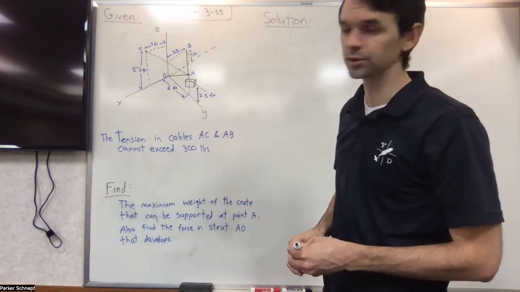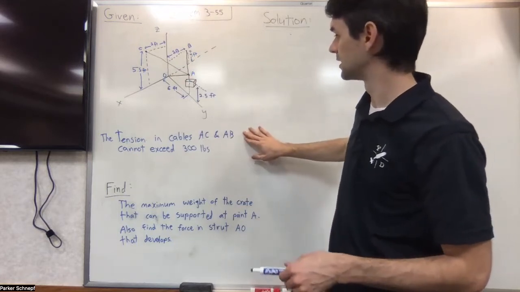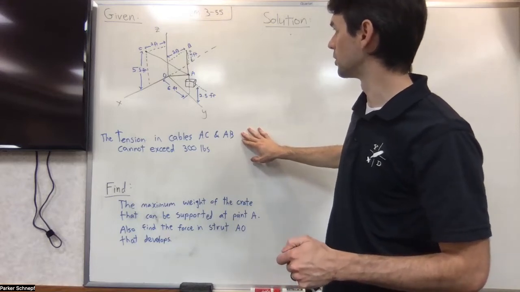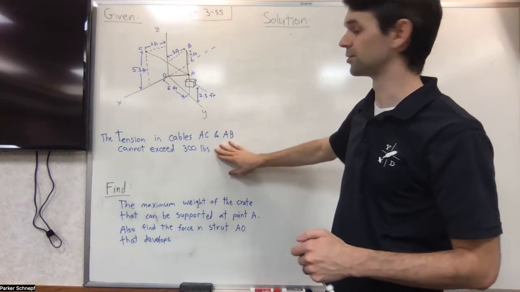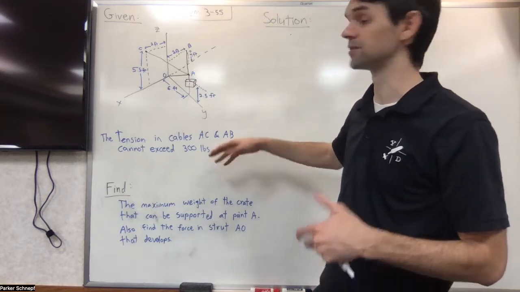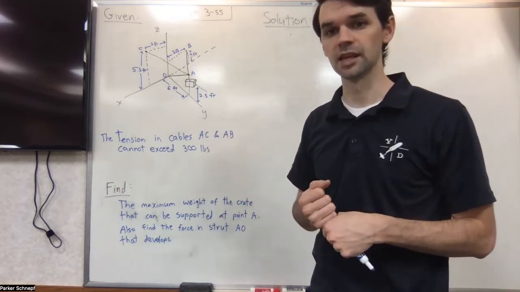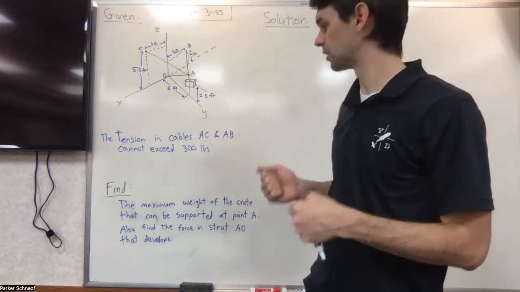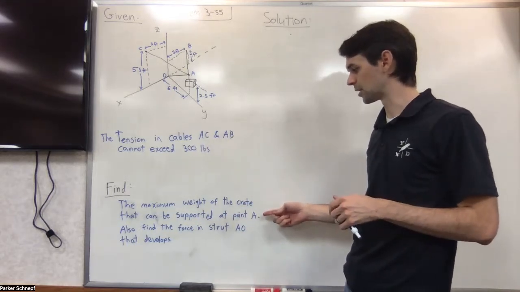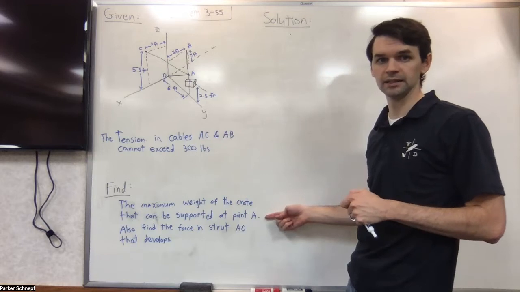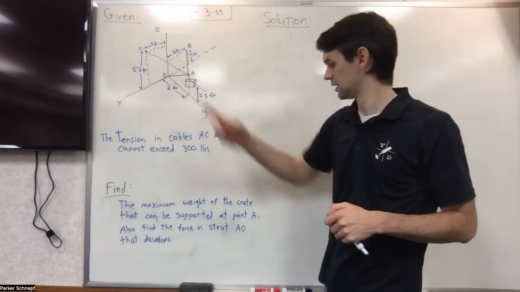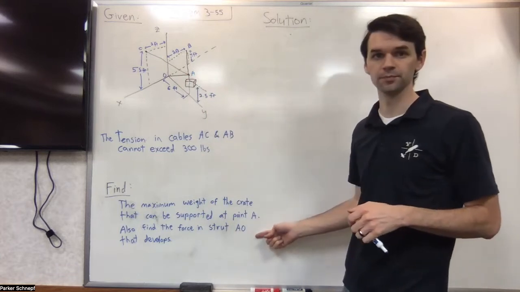What we're told is that the maximum tension that cables AC and AB can support is 300 pounds. So if we find that the tension in either of those exceeds 300 pounds, the cable would break at that point. What we're asked to find is the maximum weight of the crate that can be supported at point A, and also the force in the strut AO that develops at that point.